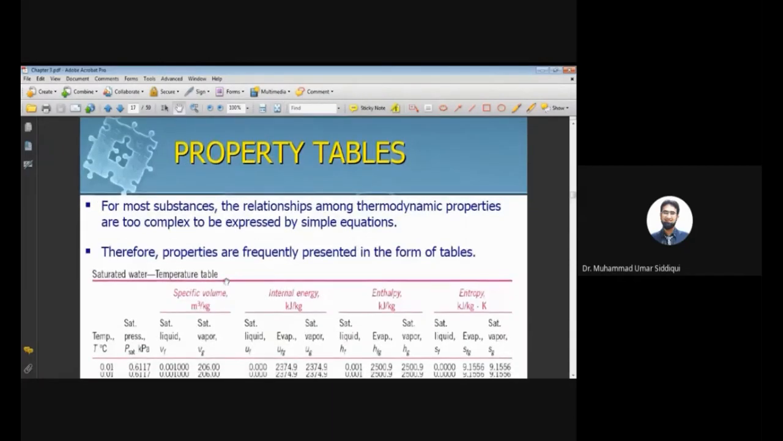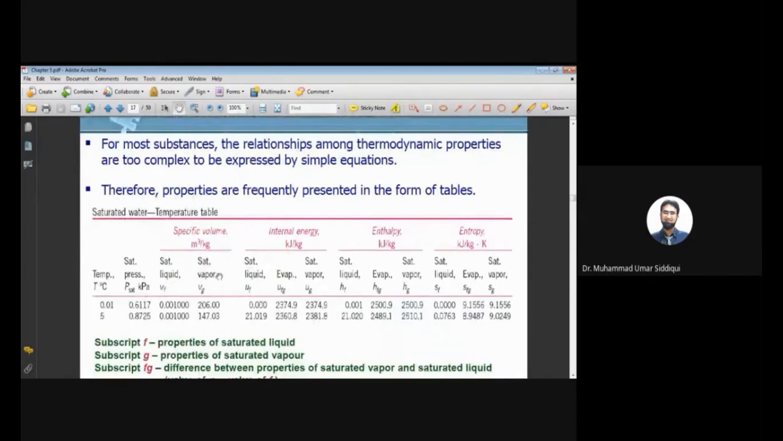For example, look here. This is the saturated water temperature table. By looking at these words, you can actually judge what this table is about. For example, here it is saturated water. So we're talking about saturated water. And what is the fluid? It is water. And what kind of table is it? It is a temperature table. Temperature table means the first column is the temperature column, and corresponding to that column, all other properties are given. Is this clear?